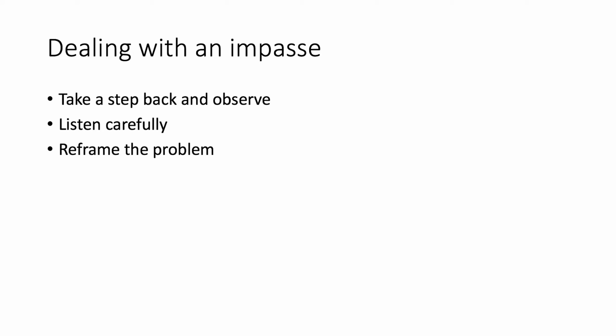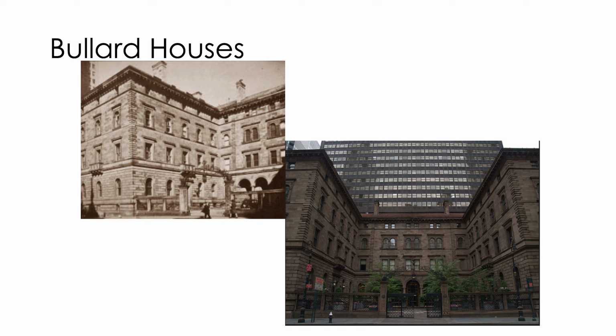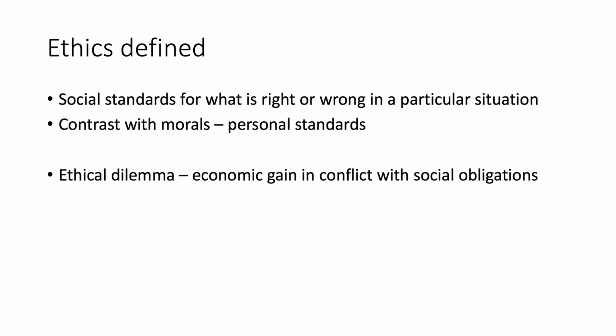All right, so now we are on the final negotiation, which is Bullard Houses. Called also Villard Houses in the United States, in New York City, now the New York City Palace Hotel. So this negotiation, really, the key learning points are all around ethics. So what are ethics? They are social standards for what's right or wrong in a particular situation.